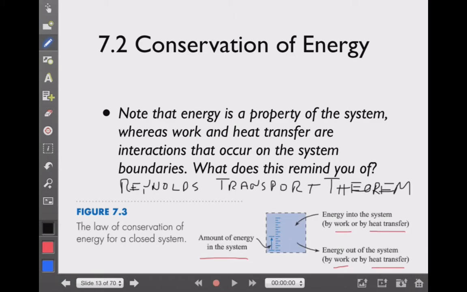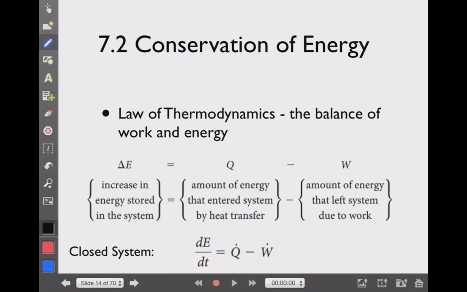And so we are going to look at this now quickly. So the law of thermodynamics says that we have to have a balance of work and energy. And the book talks in more detail about this, but we can consider the increase of energy stored within a system, a closed system, as being the amount of energy that entered the system by heat transfer and the amount of energy that the system left in the system due to work.